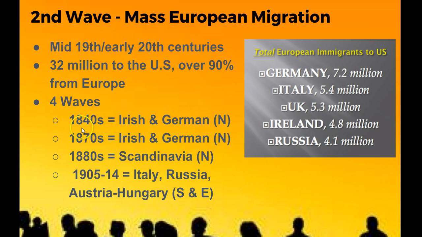Keep in mind we have a big gap here, and the reason we have a big gap is because of the 1860s, where we had the Civil War in the United States. Right around the 1880s, we now start having Scandinavian people, Norwegian, Swedish people, northern part of Europe. And then finally, at the turn of the century in the 1900s, which would be the 20th century, we now start having a lot of Italians, Russians, Austrians, people that are from the south and eastern part of Europe now wanting to migrate to the United States.